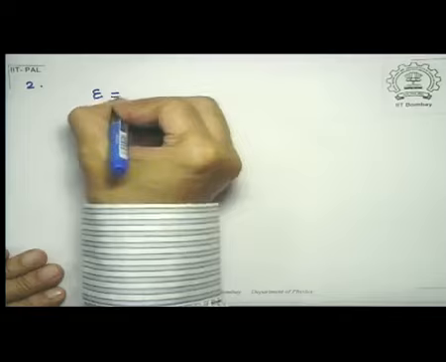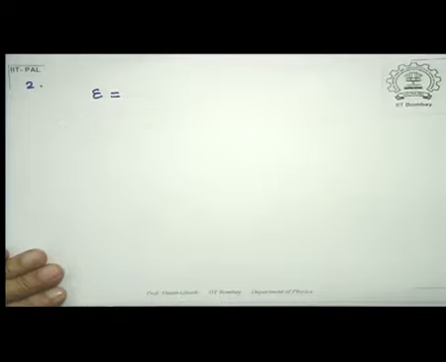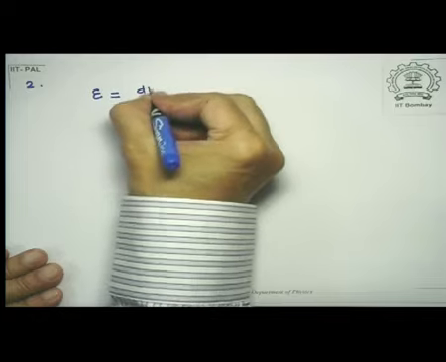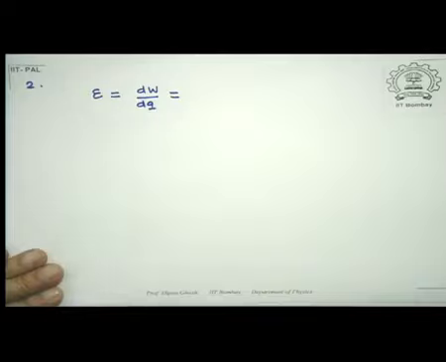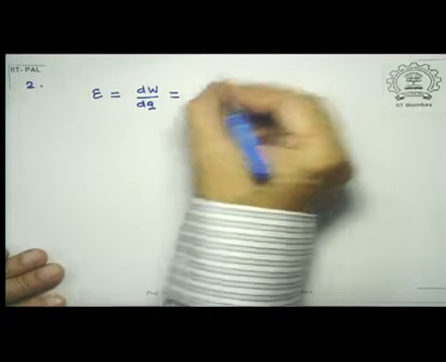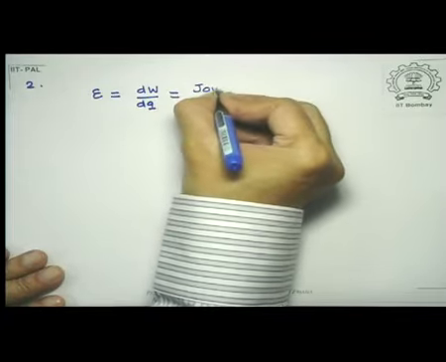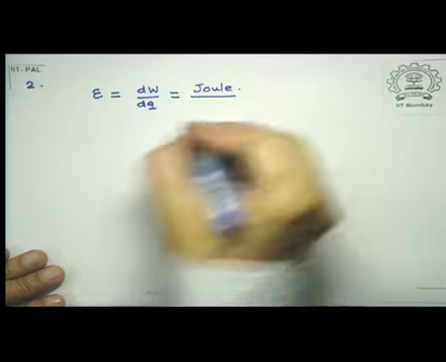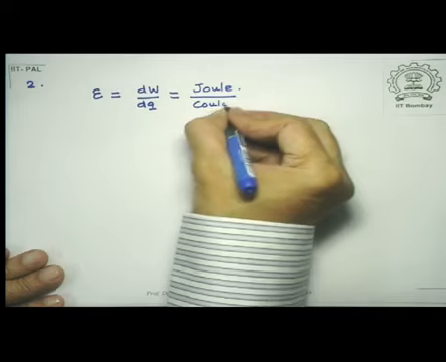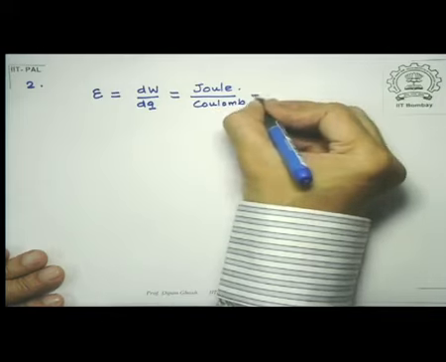So our definition is electromotive force, which is usually represented by a script E, is dW by dQ. And you can see, since numerator has the dimension of work, which is in joules, and denominator is in charge, which is coulomb, that is the definition of a volt.